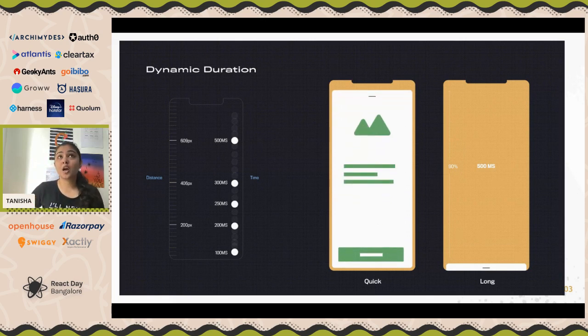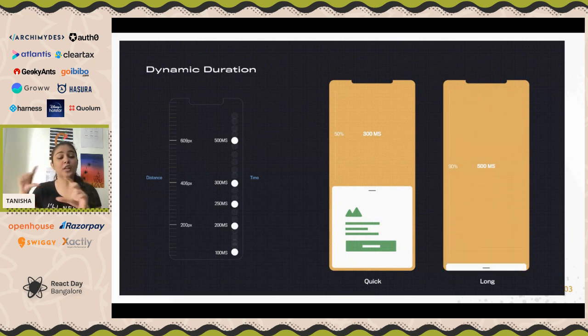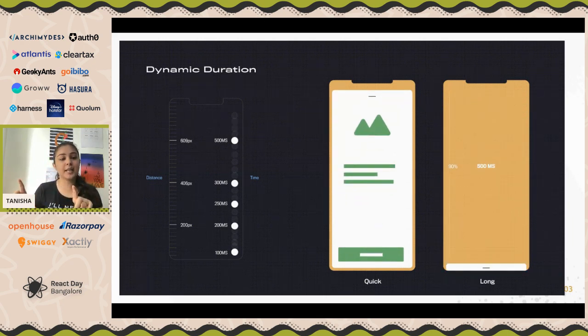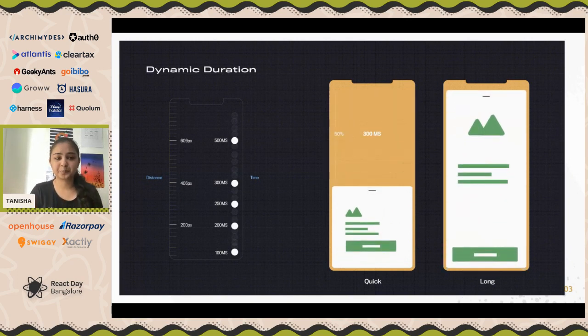And that's what we need to set when we're trying to make animations, that a larger UI component is given a duration which lies in a larger time span as compared to a smaller animation, which is basically a button.